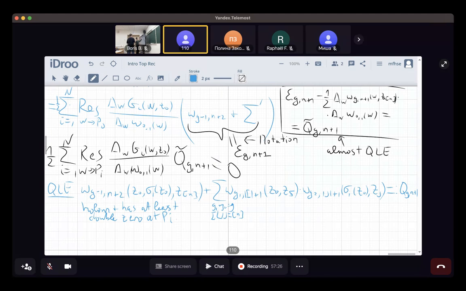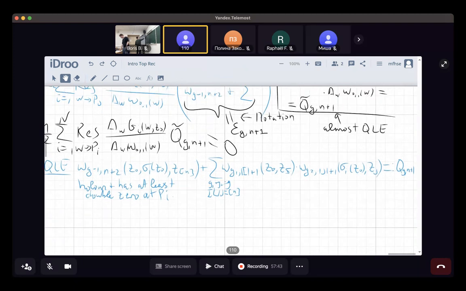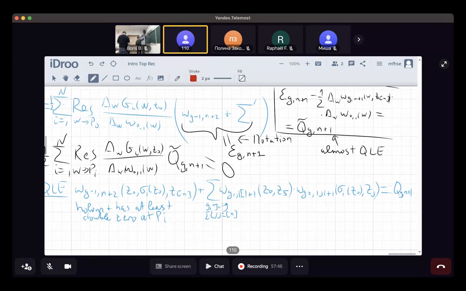And the goal now is, from this black equation, to obtain... let's also write what is the difference between Q and Q tilde. So the claim is that Q_{g,n+1} is equal to Q tilde_{g,n+1} plus 1/2 S times S omega_{g,n+1} double.